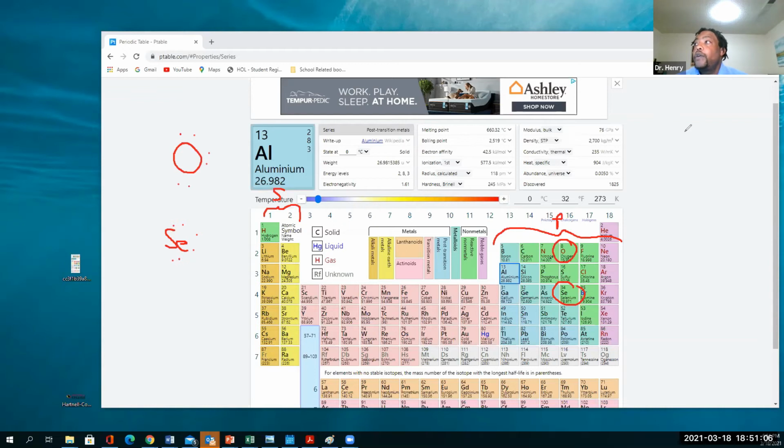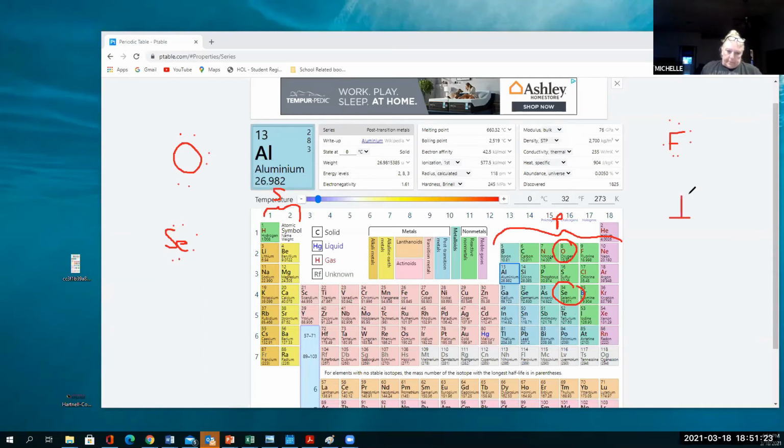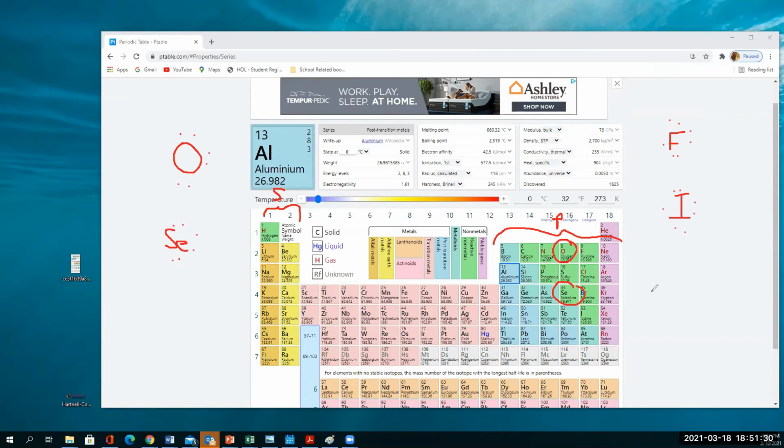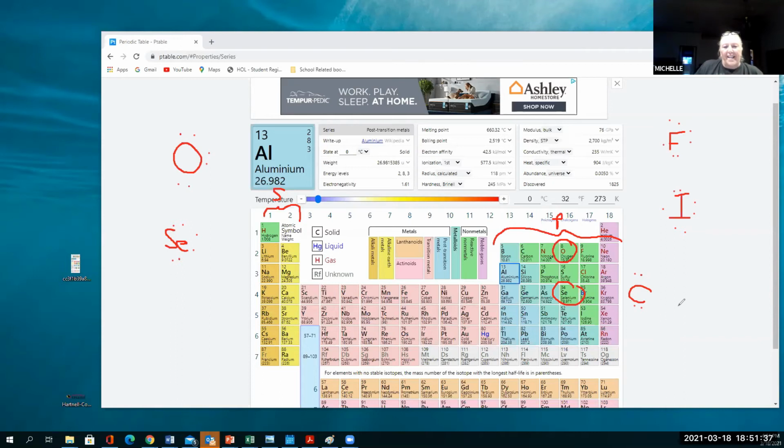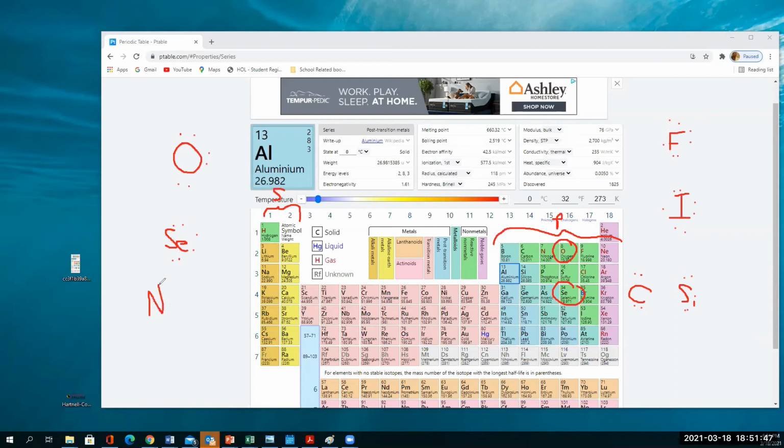Okay. Fluorine. How many valence electrons does fluorine have? 7. Iodine. How many valence electrons does iodine have? 7. Carbon. 4. Silicon. No, silicon has 4. Okay. Nitrogen. 5. Okay. So that means that we have 5 electrons to work with when we're trying to bond.